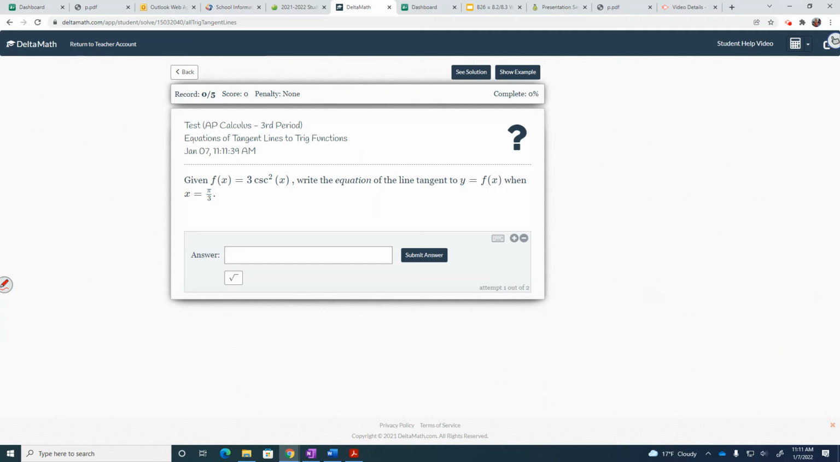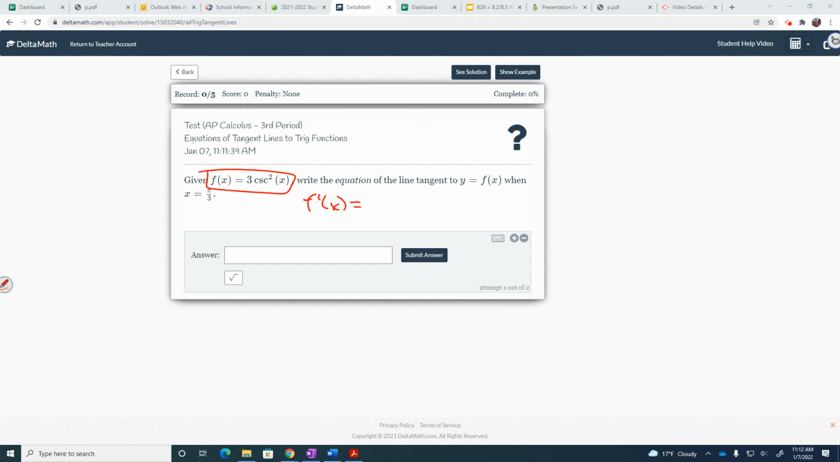We have to write an equation of a tangent line using the trig function. So given this trig function, write the equation of a tangent line to the function. So let's try this with the first one, do one together. Here's our function. First thing, if we're going to get the equation of a tangent line, would be find the derivative, right? Negative slope. So f prime of x.